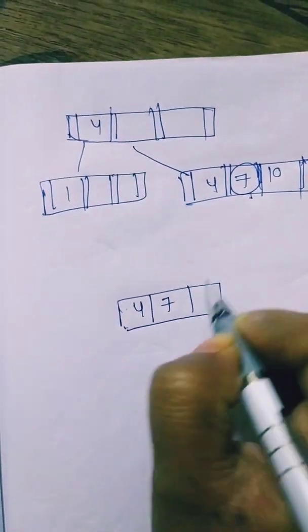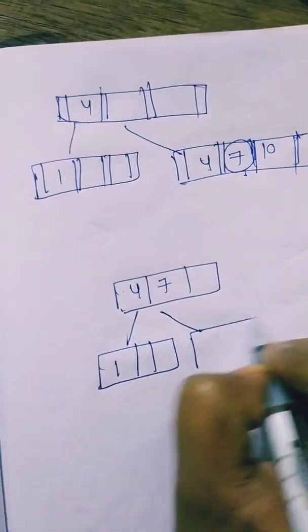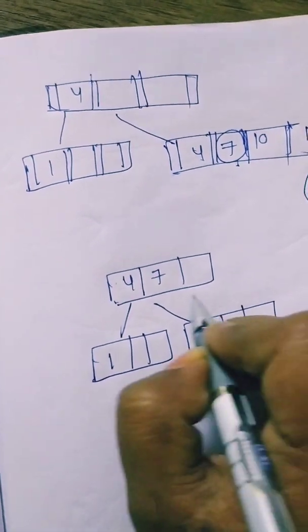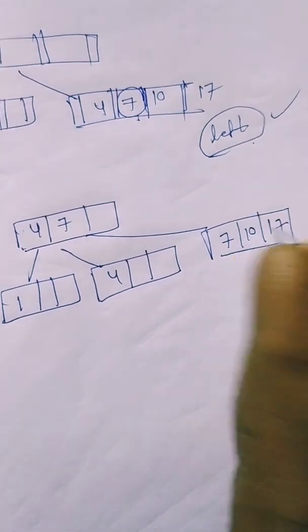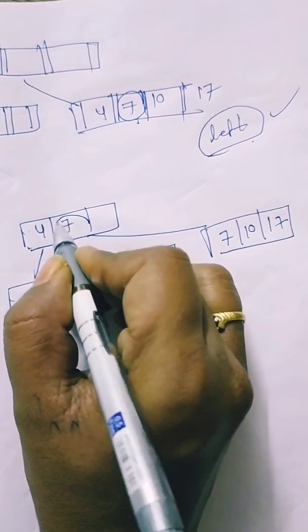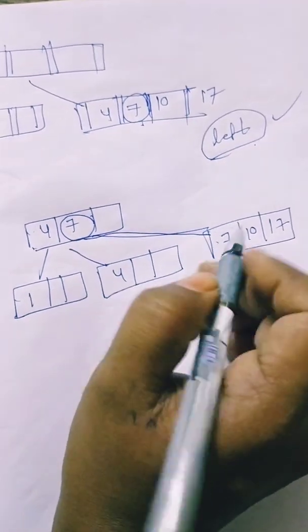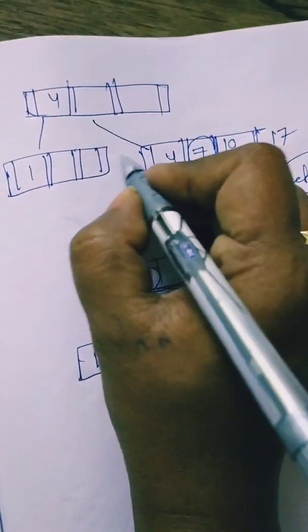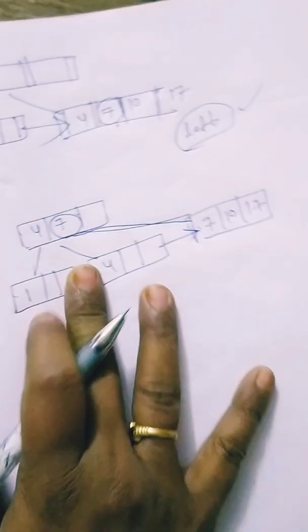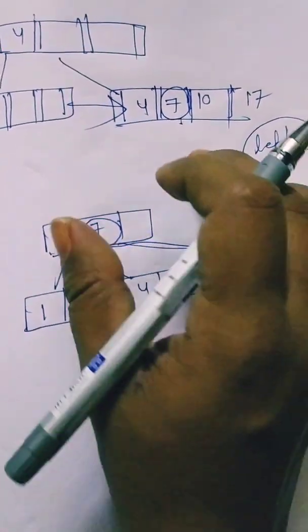4 7, 1, 4, 7 10 17. Again for the reference, here we have to copy, we already copied here, and then we should link it. And then what is the next node to insert? That is 21. 21 is also inserted here.